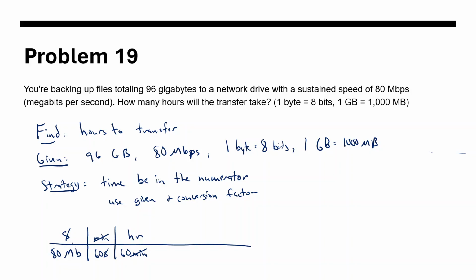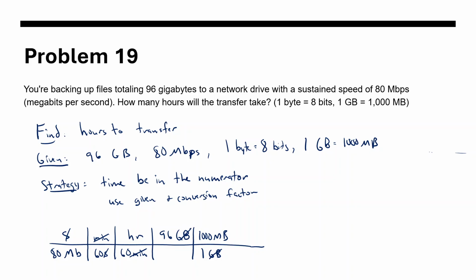So we need something that will get rid of megabits. Our only other given here in terms of amount of something is my 96 gigabytes. That's the amount of data. We're just going to need conversions to change this to be the same thing. So to start with, I'm going to go from gigabytes to megabytes. So here we have 1,000 megabytes is 1 gigabyte. And so that gets rid of the gigabytes.